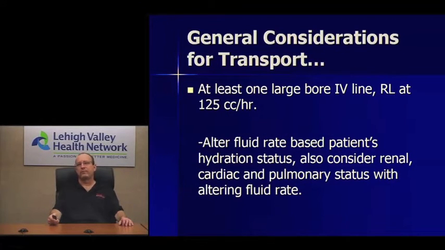You should have, especially if it's an at-risk mom, at least one large bore IV established. It could be lactated Ringer's or, I believe, saline, running at least 125 an hour. The fluid rate should be based on the patient's hydration status. Also consider your renal, cardiac, and pulmonary status when you're changing your fluid rate on mom.